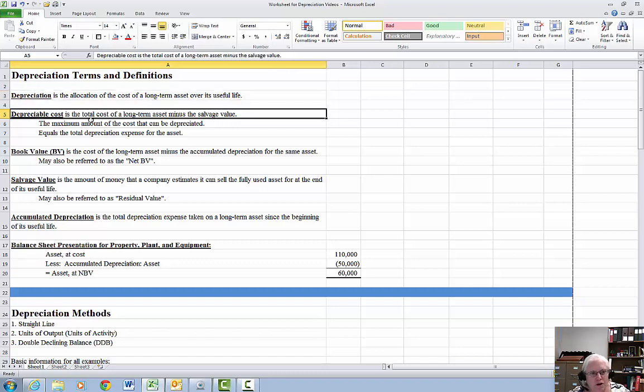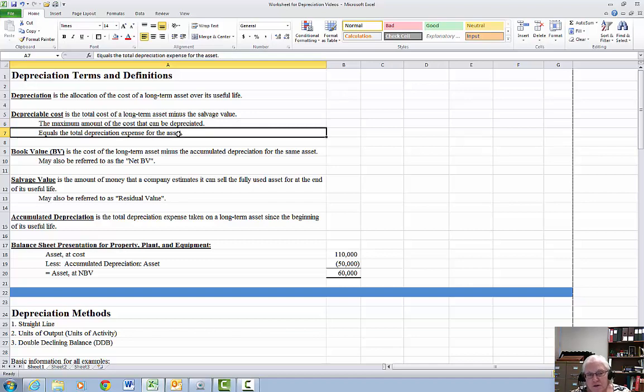All right, depreciable cost is the total cost of a long-term asset minus the salvage value. It's important because depreciable cost is the maximum amount of the cost that can be depreciated, and it will also equal the total depreciation expense for the asset. So you've got some check figures right there built in to know if you've calculated your depreciation correctly.